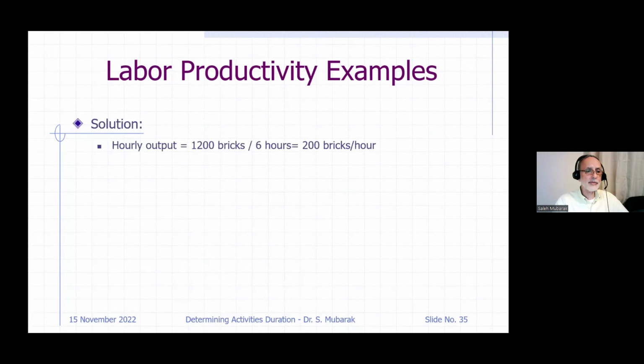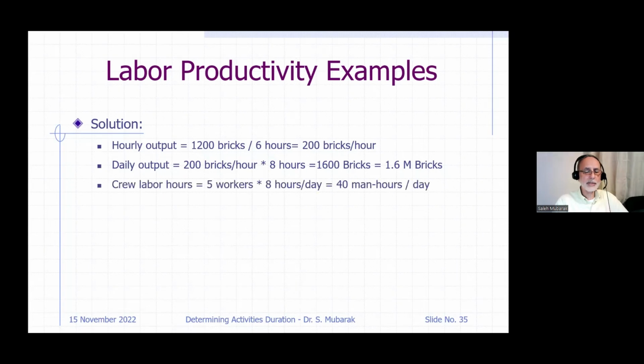So the solution here, very quickly: since we produced 1,200 bricks in 6 hours, my hourly production is 200 on average. My daily production, that 200 multiplied by 8 hours a day, is 1,600 bricks, or 1.6 thousand bricks. Wait a minute. Yeah, I have a 0 error here. It should be 0.16. I'm sorry.